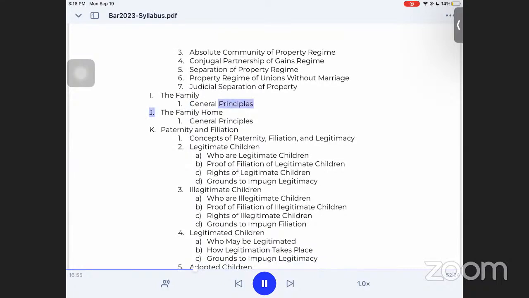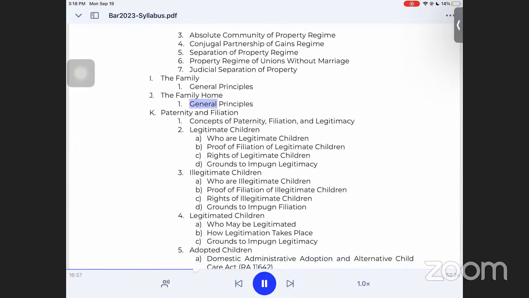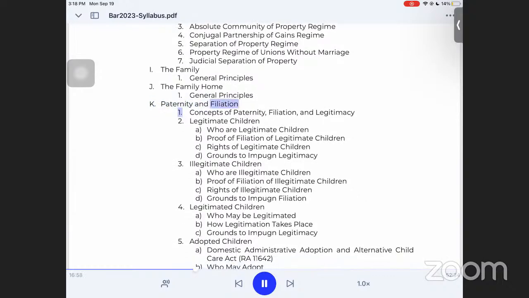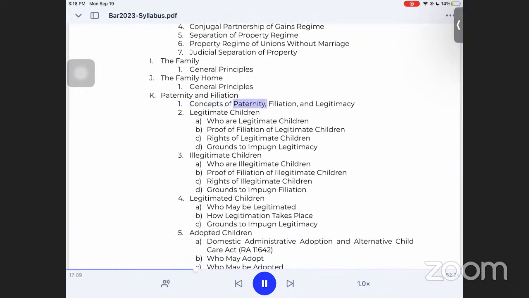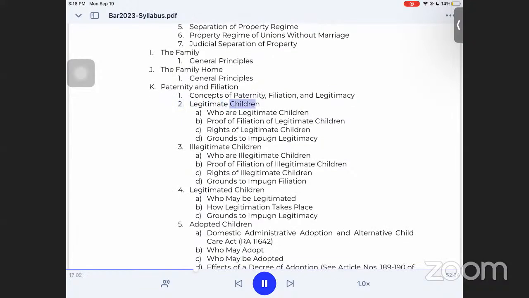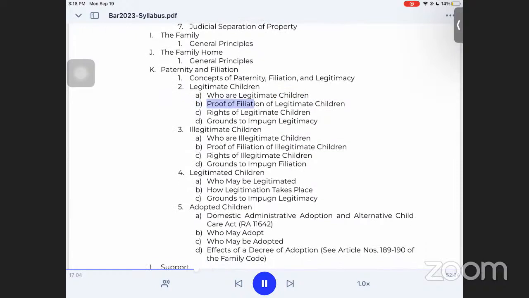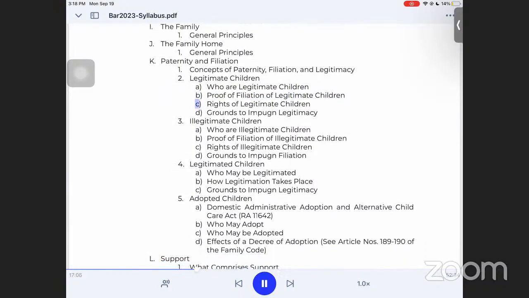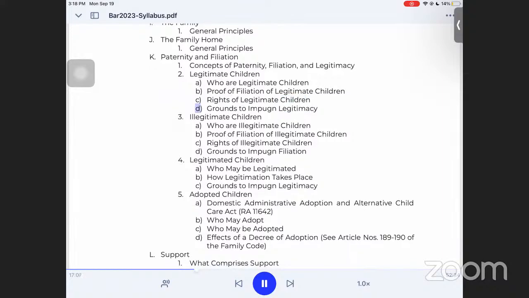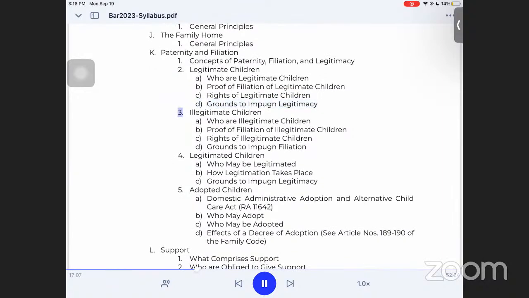I. The family. 1. General principles. J. The family home. 1. General principles. K. Paternity and filiation. 1. Concepts of paternity, filiation, and legitimacy. 2. Legitimate children. A. Who are legitimate children. B. Proof of filiation of legitimate children. C. Rights of legitimate children. D. Grounds to impugn legitimacy.